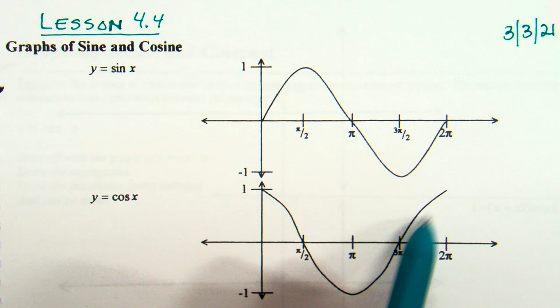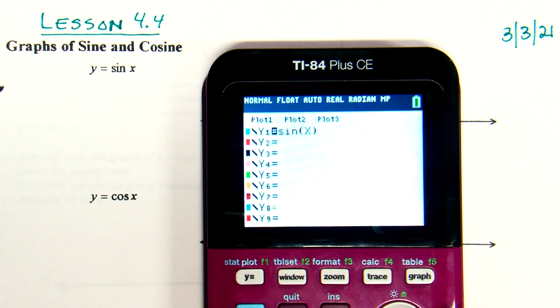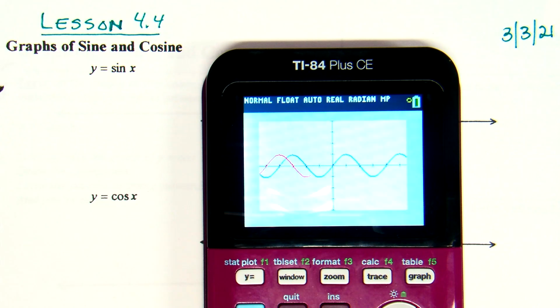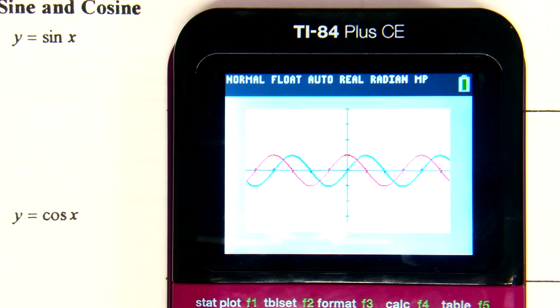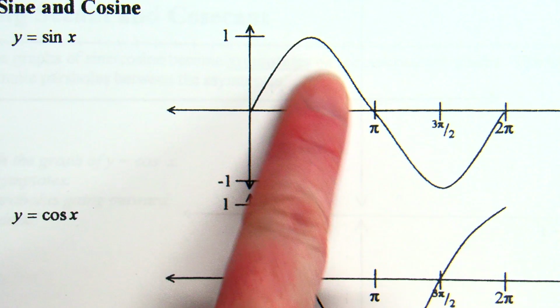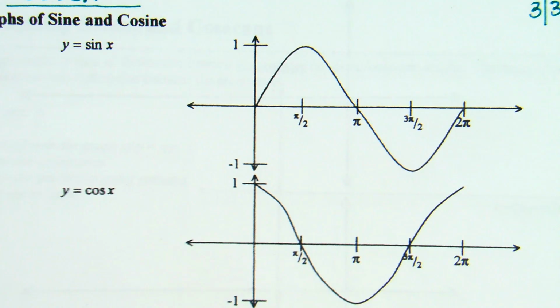Now, if I graph cosine x on the same screen, notice the blue was sine x, the red is cosine x. It's the same graph, just shifted left pi over 2. But when we draw just one cycle of cosine, sine looked like a mountain and a valley, right? When we draw just one cycle of cosine, it looks like a big old valley.